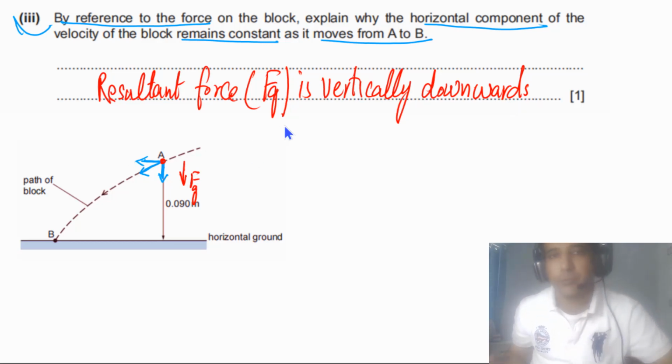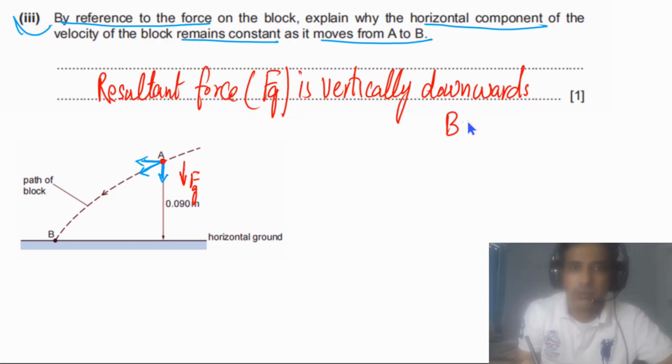And this question has only 1 mark. If you have written this point, you will get 1 B mark. I mean, this one has to be in your answer.